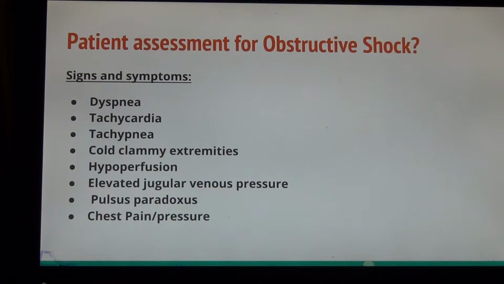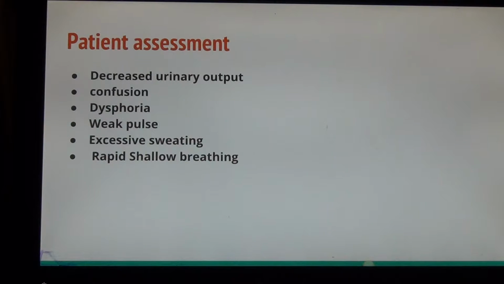Patient assessment for obstructive shock: signs and symptoms: dyspnea, tachycardia, tachypnea, cold and clammy extremities, hypoperfusion, elevated jugular venous pressure, pulsus paradoxus, chest pain or chest pressure, decreased urinary output, confusion, dysphoria, weak pulse, excessive sweating, and rapid shallow breathing.